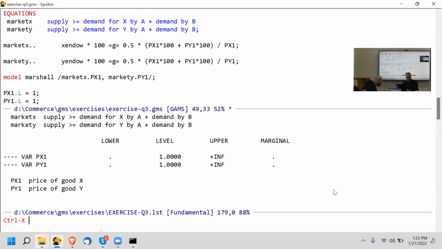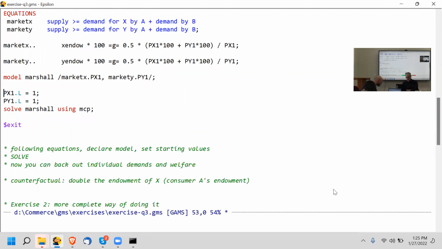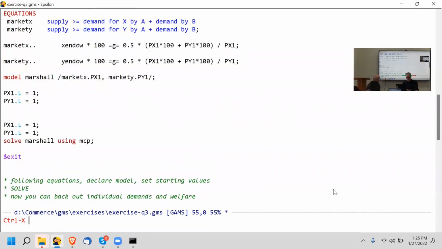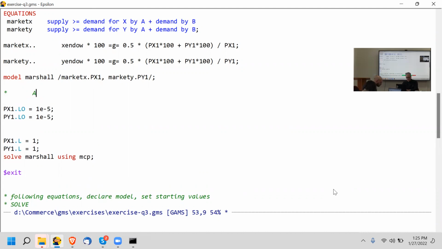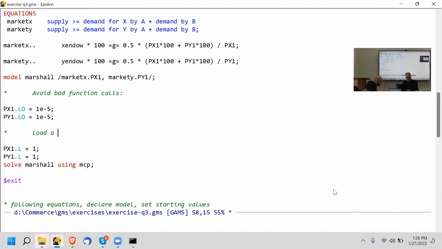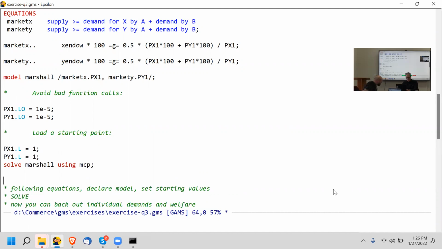And we don't have to set lower bounds. We probably should, since these get divided through, so it's probably a good idea. So let's put that bound, 1e-5, to avoid function call problems with a lower starting point. So that's this stuff.